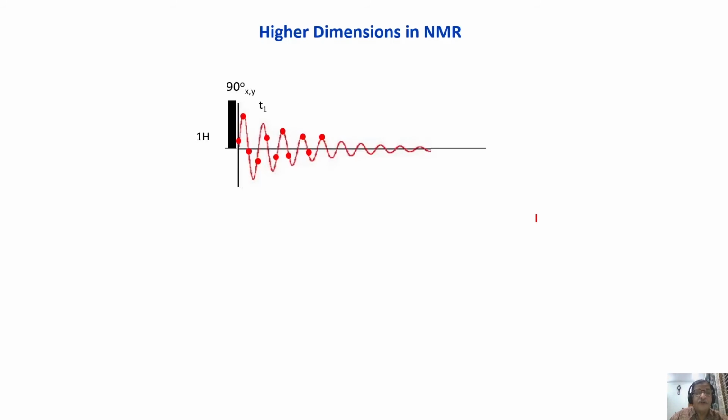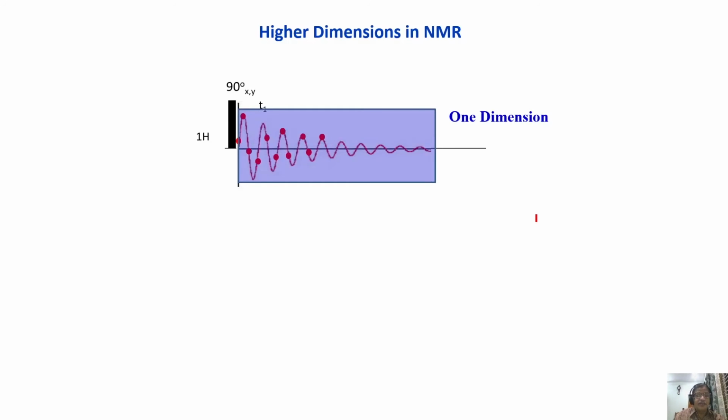Now we'll generalize dimensions, higher dimensions in NMR. First, this is the basic thing I said. 90-degree pulse, collect the signal as a function of time. One time domain and one frequency domain. It is one-dimensional data. It is called one dimension.